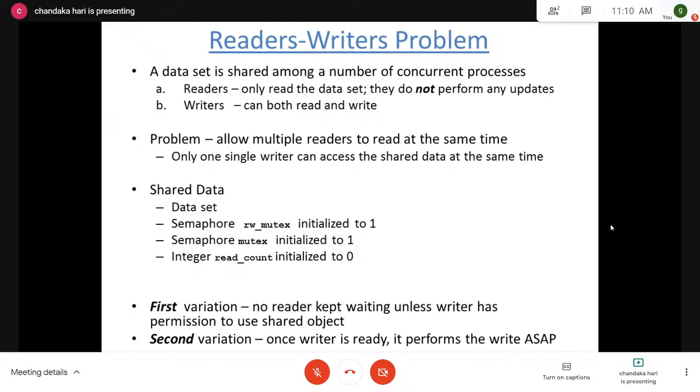Next, the second very important classical synchronization problem is the reader-writer's problem. So what is the reader-writer's problem? Before going to the reader-writer's problem, first of all you must know that whenever two operations are said to be inconsistent, any one of the operations is a write.